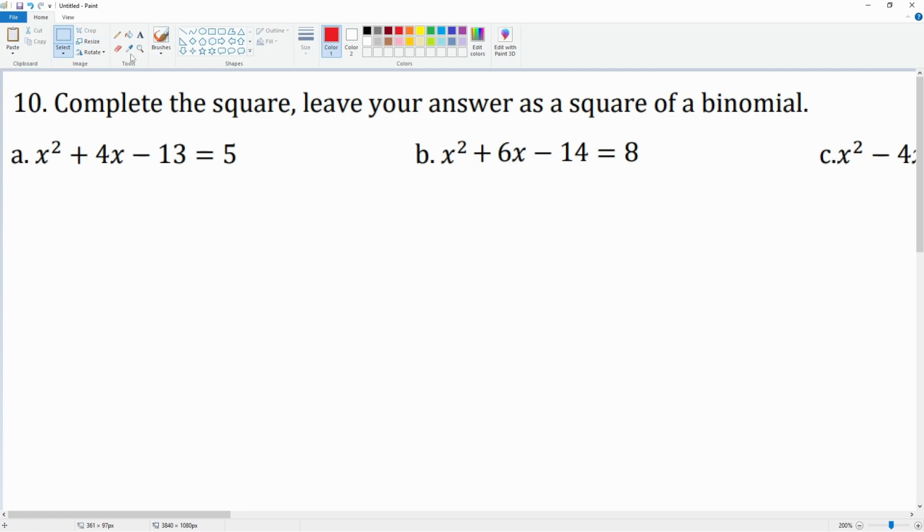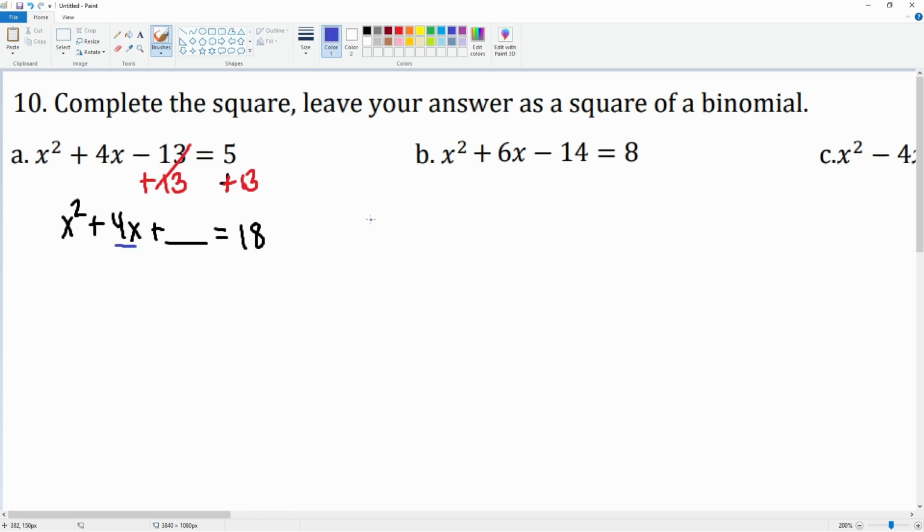So to make this incomplete, we have to add 13 to both sides. This cancels. Oh, sorry, I have to make sure I add it to the other side as well. Whatever we do to the left, we do to the right. We get x squared plus 4x plus blank is equal to 18. 5 plus 13 is 18. Now we can complete the square.